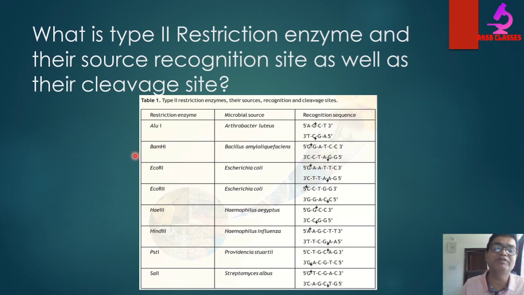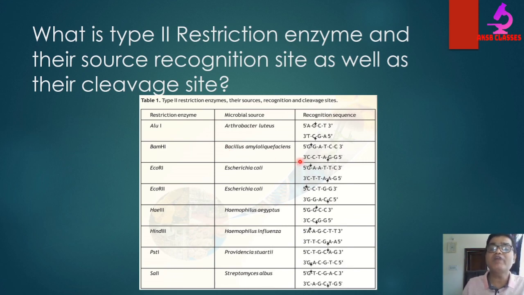Why is it BamHI? So this B stands for the genus of bacteria, and am stands for species, and that is the strain, type 1, 2, 3. So it is type 1 BamHI. So Bacillus amyloliquefaciens, that is the source of that restriction enzyme.